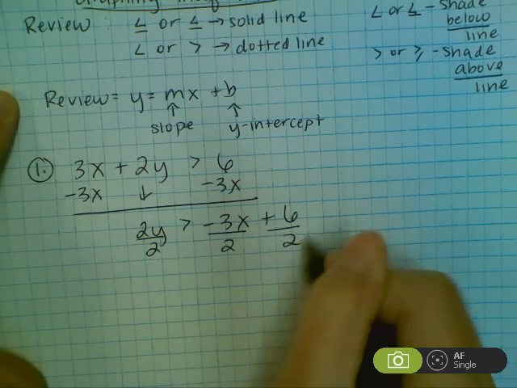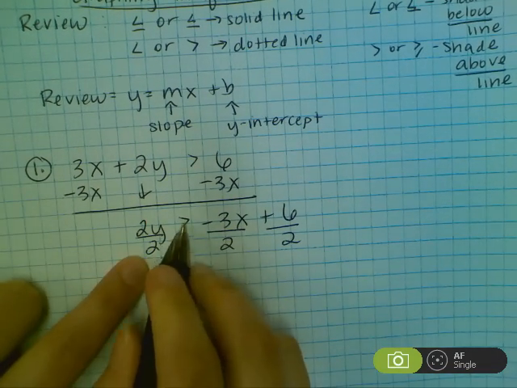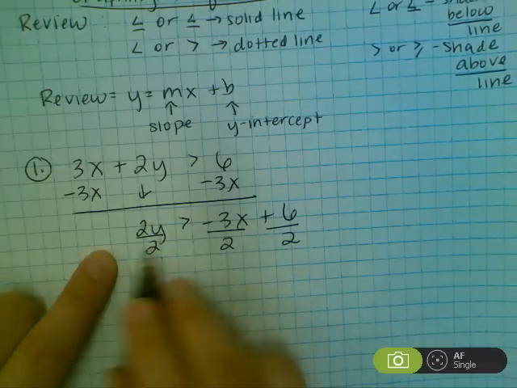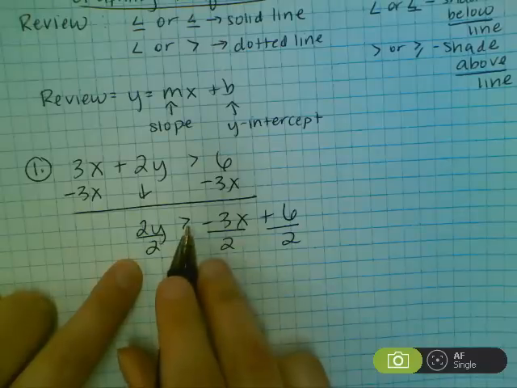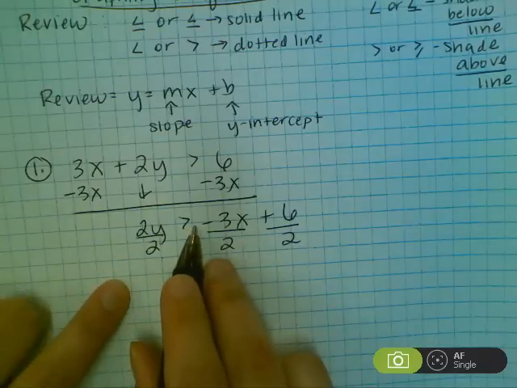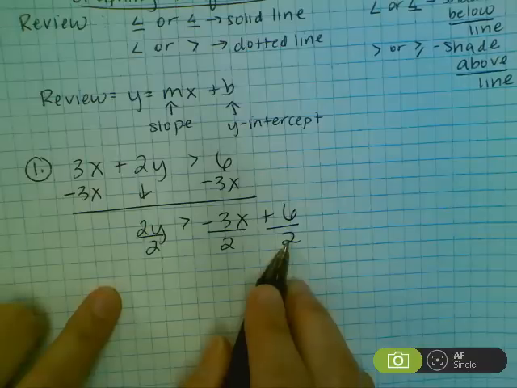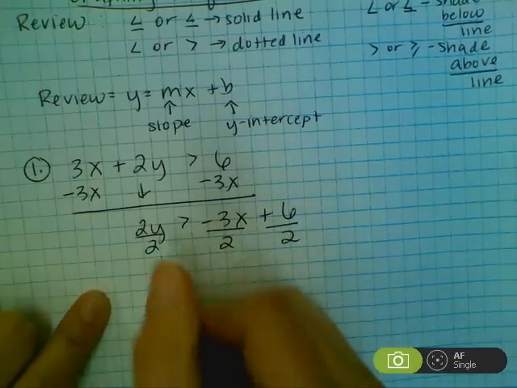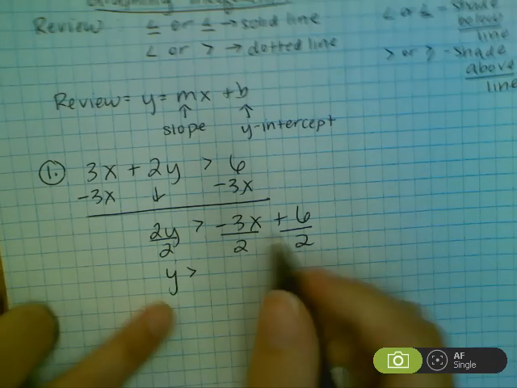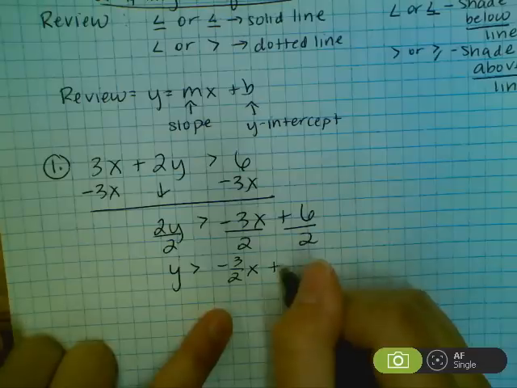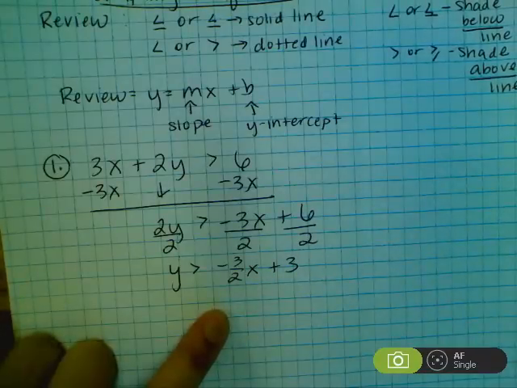Now notice we're dividing by a positive 2, so we do not have to flip this inequality symbol. If this had been a negative 2, then we would have needed to change this inequality symbol to a less than. Anytime you divide by a negative, you have to flip the inequality sign. So to finish this question, y is greater than negative 3 halves x plus 3.